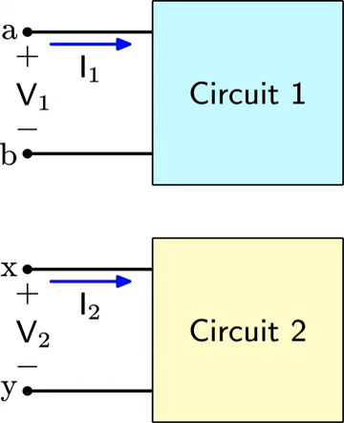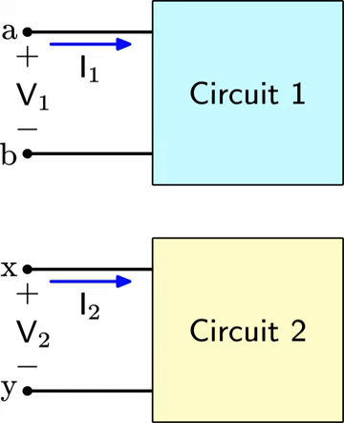Source transformation. A generator with an internal impedance, i.e. a non-ideal generator, can be represented as either an ideal voltage generator or an ideal current generator plus the impedance. These two forms are equivalent and the transformations are given below.